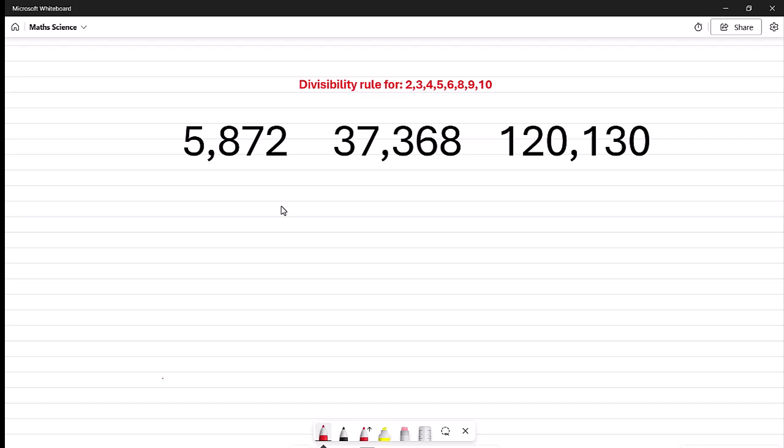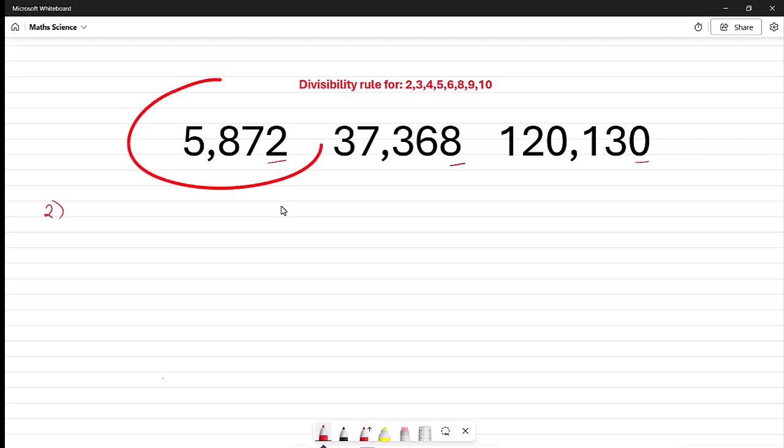So let's start with 2 first. Let's see which one of these are divisible by 2. If you want to check if a number is divisible by 2, we just have to check the last digit of the number. So we have to check 2 here, 8, and then 0. If the last digit of a number is divisible by 2, then the number itself is divisible by 2, and we don't have to check all the numbers.